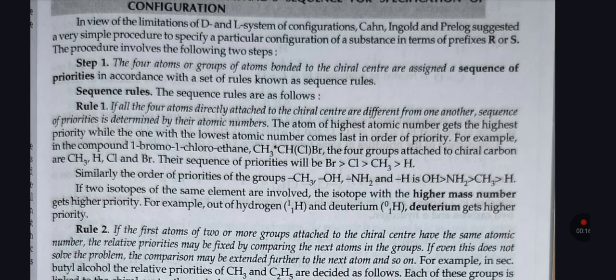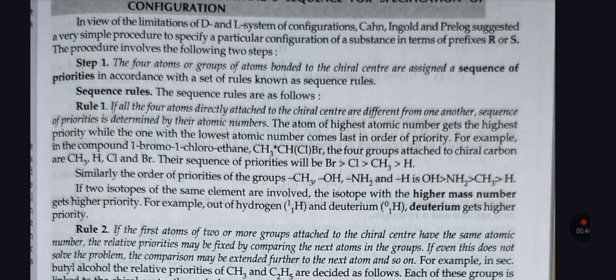Rule 1. If all the four atoms directly attached to the chiral center are different from one another, the sequence of priorities is determined by their atomic number. The atom of highest atomic number gets the highest priority, while the one with the lowest atomic number comes last in the order of priority.